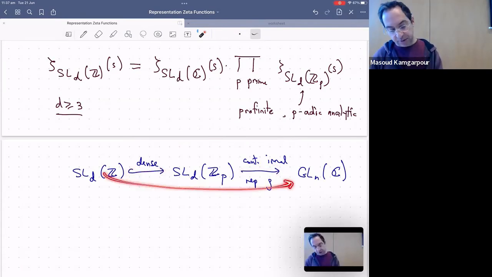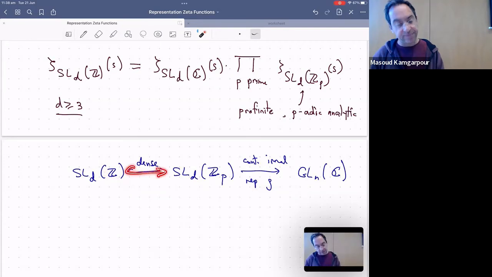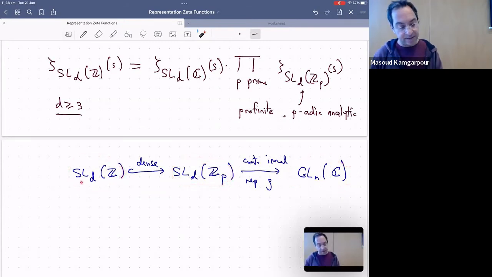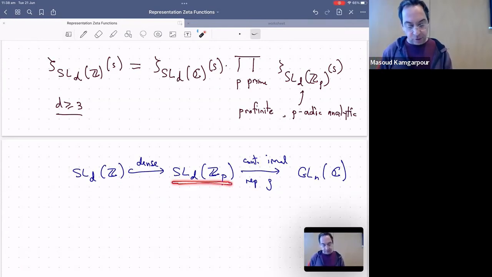And this composition, well, firstly, it's a representation, a composition of homomorphisms, that's good. But the next thing is that this is still irreducible, and the reason is because of this dense embedding. If there was a proper invariant subspace for this group, because it's dense, I can approximate things. So if somebody told me how to construct representations of SL_d(Z_p), I can manufacture a representation of SL_d(Z). That's the relevance of this thing here for all primes.